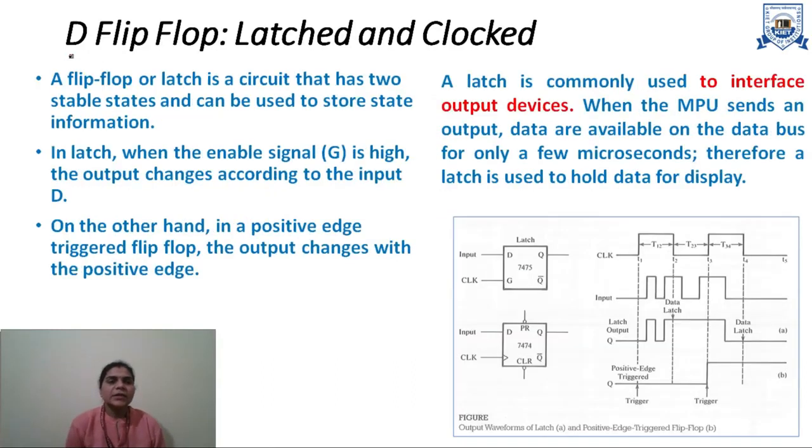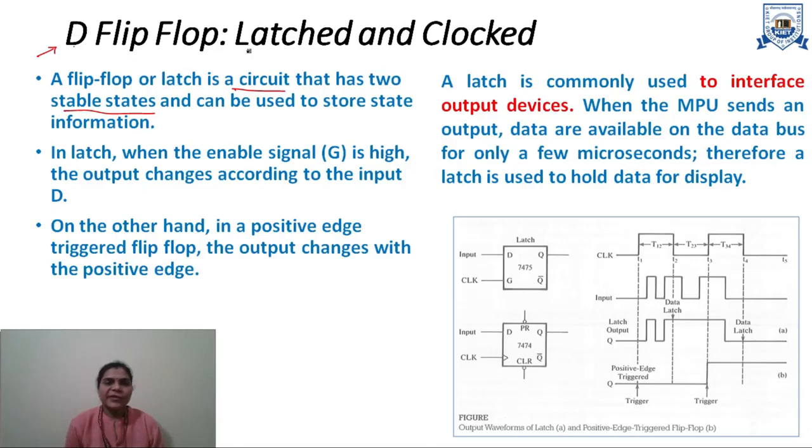Next is the D flip-flop. It is also known as data flip-flop or delay flip-flop. A flip-flop or latch is a circuit that has two stable states. It means it can store 0 or 1. It can show state 0 or state 1, and this device can be used to store state information. It can store bit 0 or bit 1.